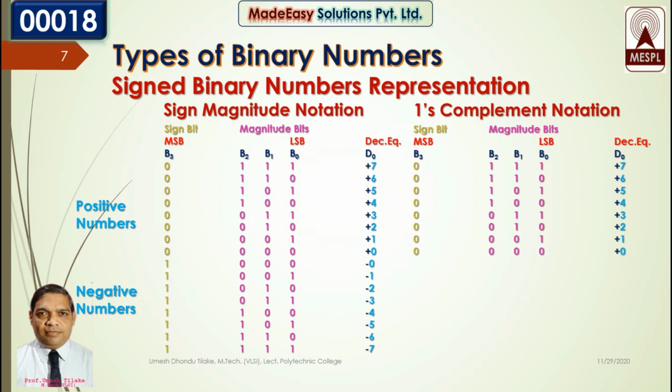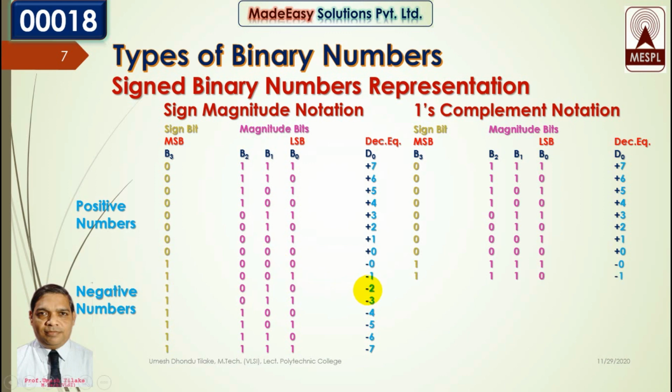Now in case of negative numbers, we invert the magnitude bits. That means to represent minus 0, we will invert all these 3 bits. Similarly, the sign bit will also be changed to 1. So minus 0 will be 1 1 1 1. Let's write 1 1 1 1, it is minus 0. Now to write minus 1 in binary, again we will invert these magnitude bits. So B2 will be 1, B1 will be 1 and B0 will be 0. So our number will be 1110, that is minus 1.